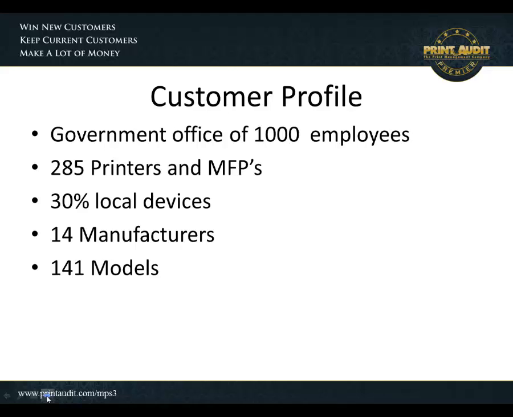We're talking about a government office, about 1,000 employees. The dealer was able to install FM in there to get a good idea of what was going on network wise. We installed the Print Audit 6 software to get a good idea of what was going on the local side. What we found was 285 printers and MFPs. 30% of their 285 devices were local, 14 different manufacturers, 141 different models. Pretty significant stuff if you look at it.